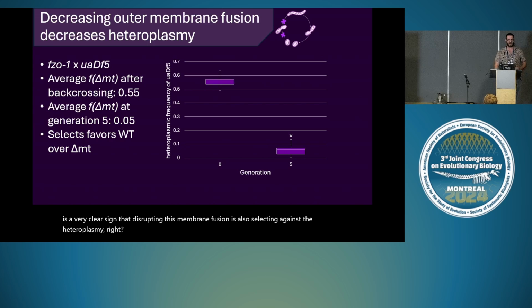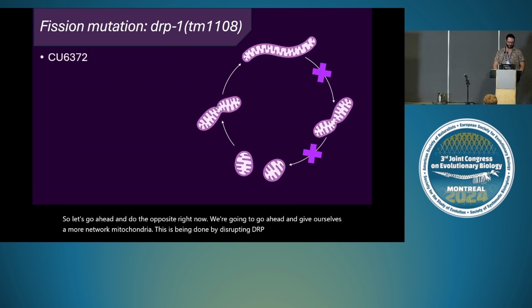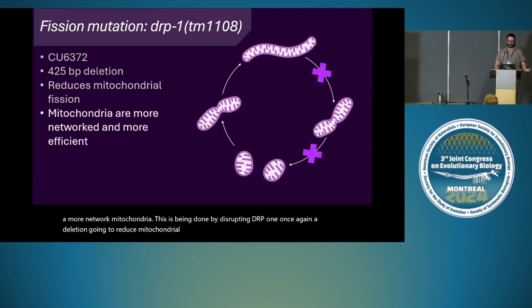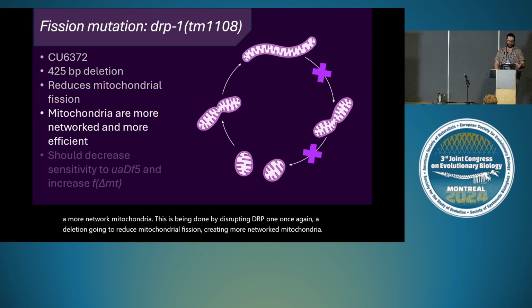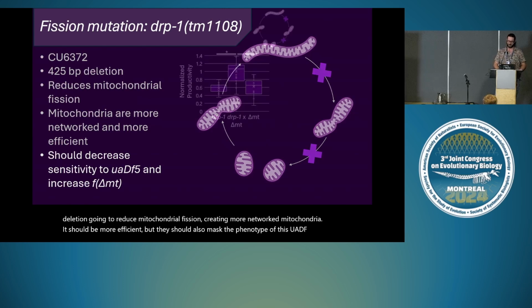So let's go ahead and do the opposite, right? Now we're going to give ourselves more networked mitochondria. This is being done by disrupting DRP1. Once again, a deletion. Going to reduce mitochondrial fission, creating more networked mitochondria. These should be more efficient, but they should also mask the phenotype of this UADF5 within the lines.